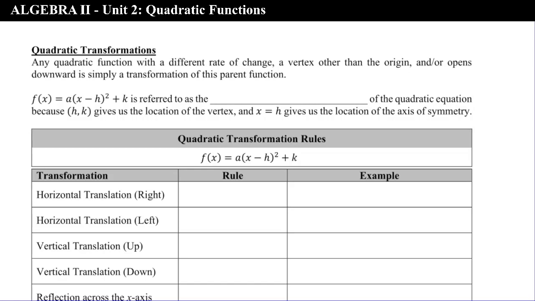So now that we've talked about the parent function, let's talk about some of the transformations that can occur. Okay? So let's take a look at a quadratic function with different rates of change, vertices, and opens maybe downward instead of upward. All of those are simply transformations of the parent function.